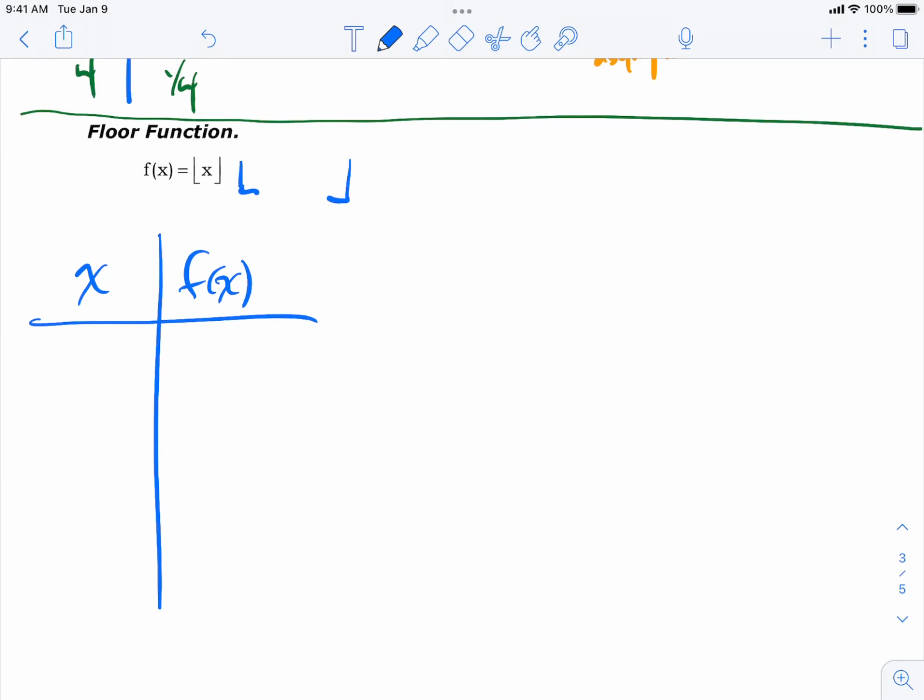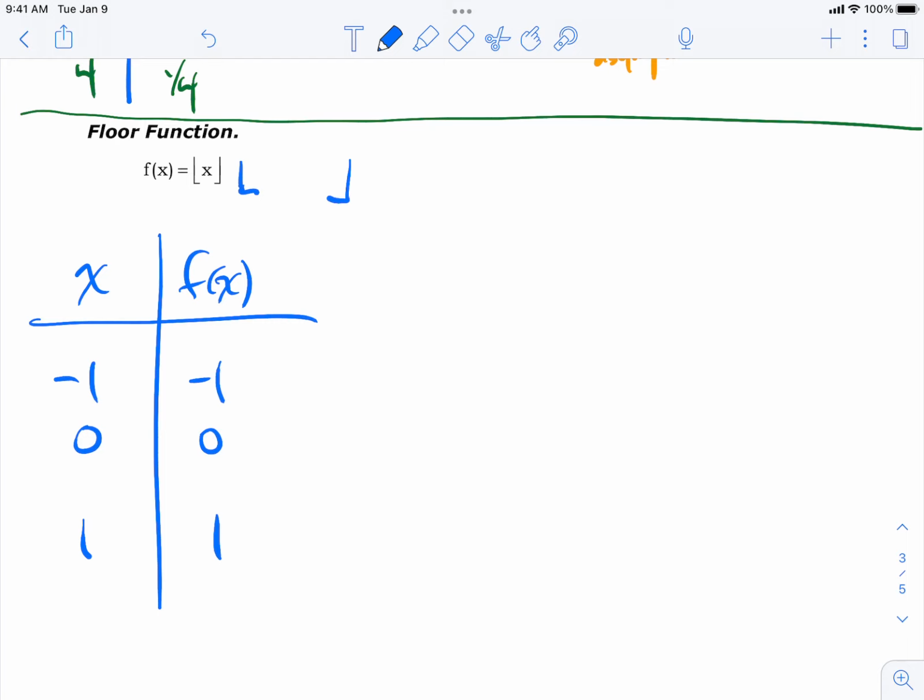It works like this. I'm going to plug in a 0. You know what I'm going to get? I'm going to get a 0. I'm going to plug in a 1. You know what I'm going to get? I'm going to get a 1. I'm going to plug in a negative 1. You know what I'm going to get? A negative 1. So far, so good, right?